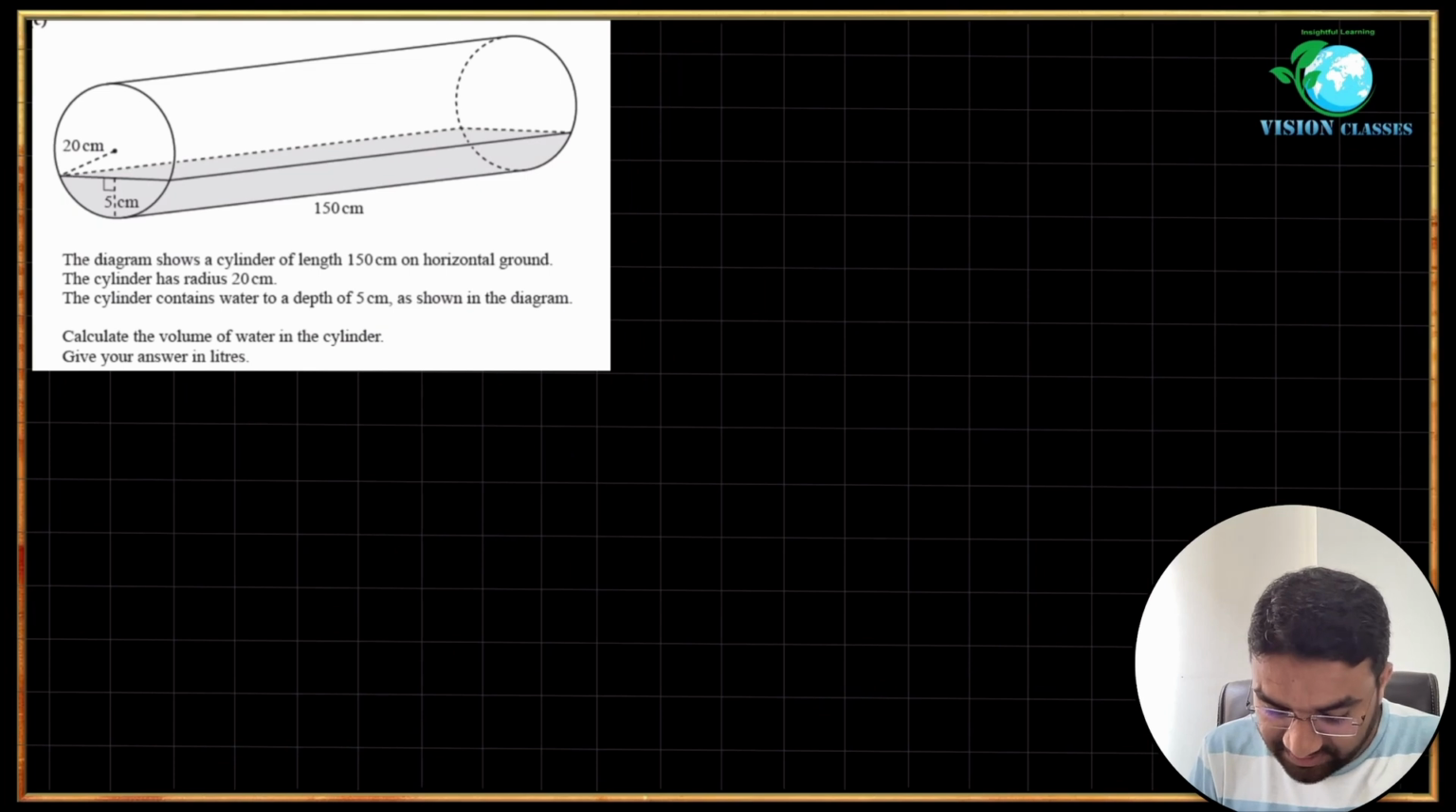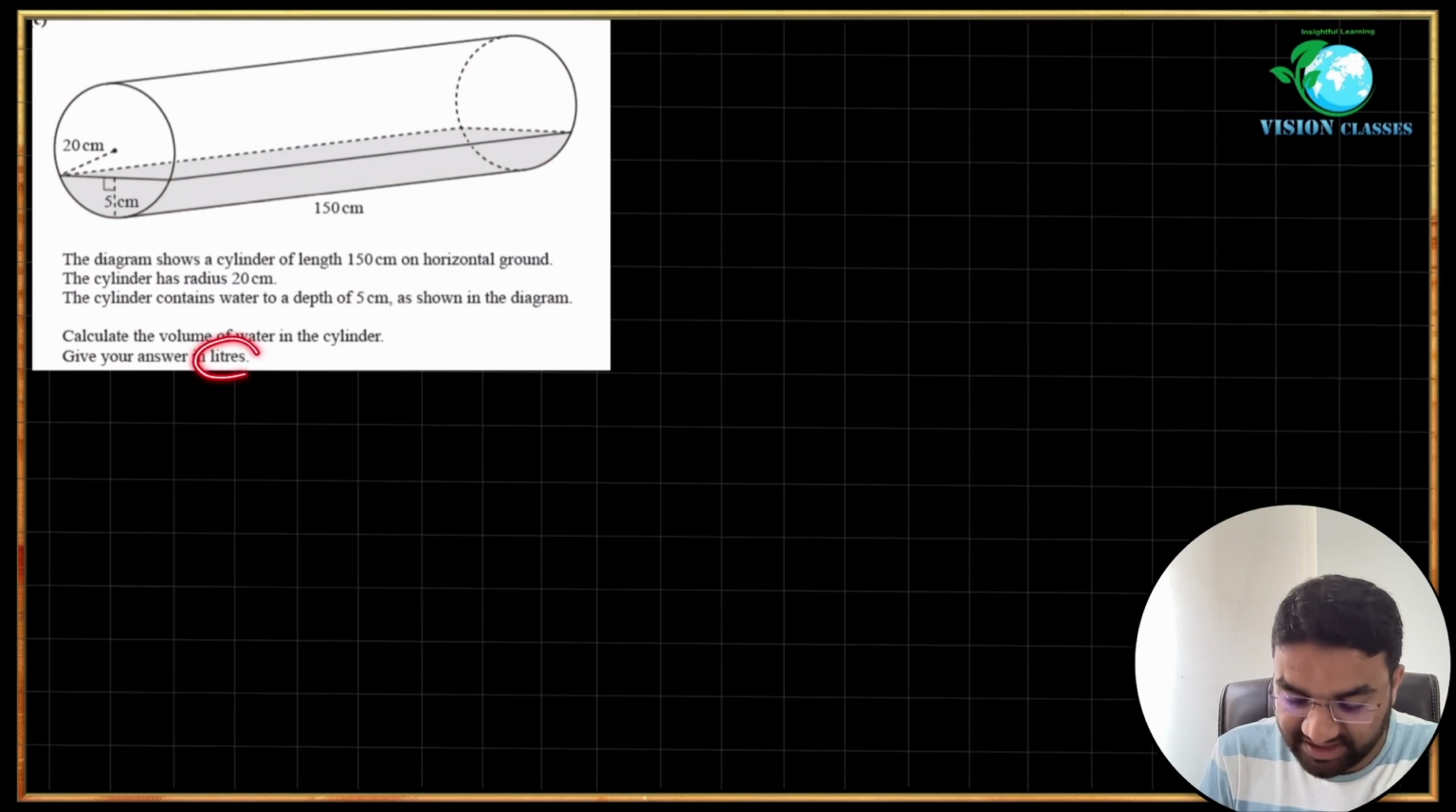Firstly, the diagram shows a cylinder of length 150 centimeters on horizontal ground. The cylinder has a radius of 20 centimeters and contains water to a depth of 5 centimeters, as shown in the diagram. Calculate the volume of water in the cylinder. Give the answer in liters.